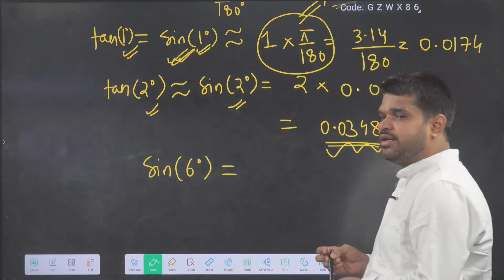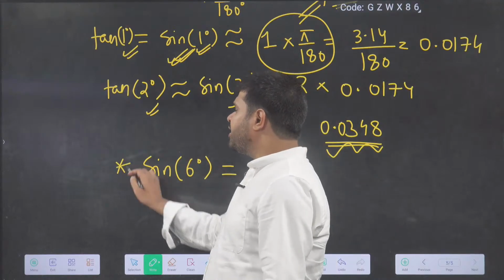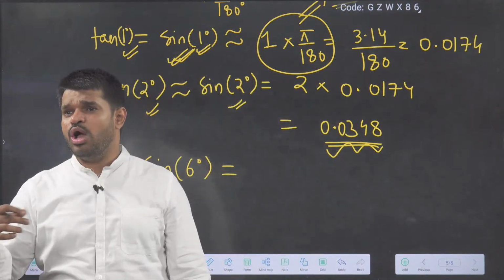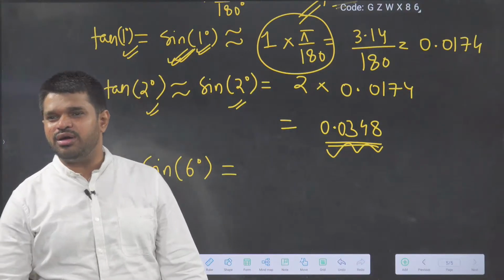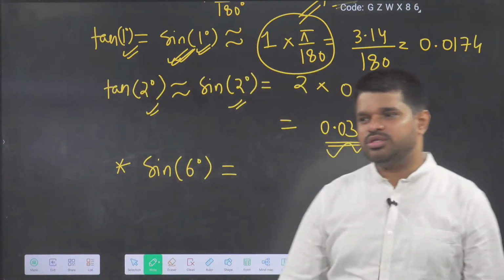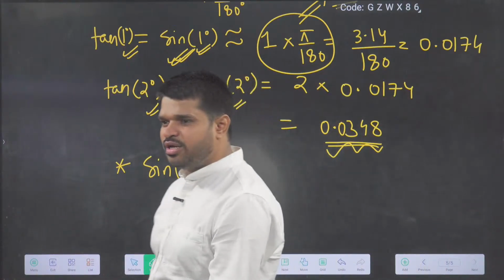Sine 6 degree. Calculator is allowed just for calculation now, but try to do the calculation manually, okay? Because in the exam you have to do it manually.